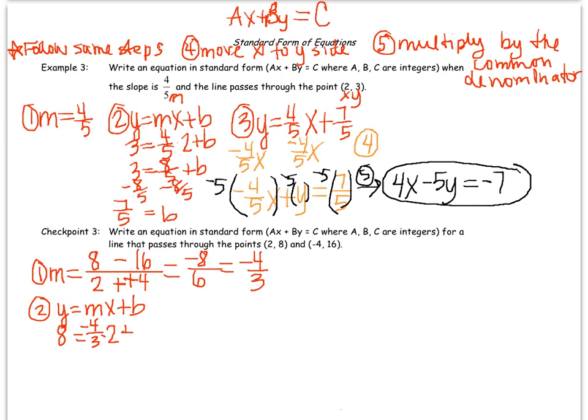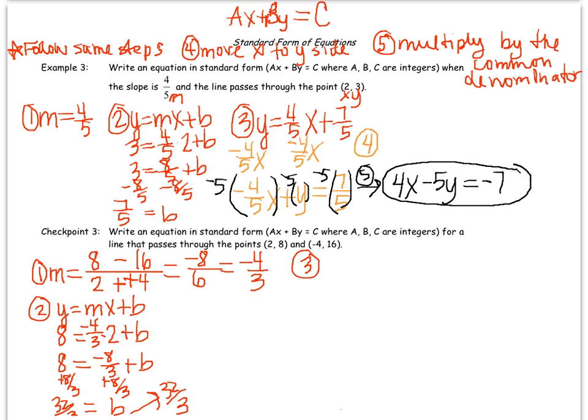So I did that and changed this to plus b. So 8 equals negative 4/3 times 2 is negative 8/3 plus b. And if I add 8/3 to both sides, I find that b equals 32/3. I'm going to keep that as that larger number right there. 32/3. That's my b.